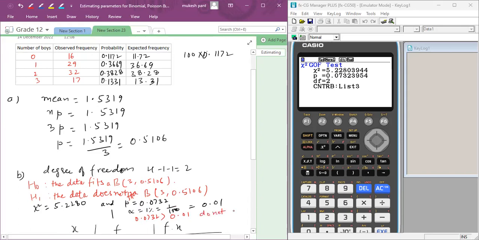So what will the conclusion be? Do not reject H0. What is the interpretation of this result in the context of this question? H0 is correct, which means the data given in the table fits a binomial distribution where the number of trials is 3 and the probability of success is 0.5106.